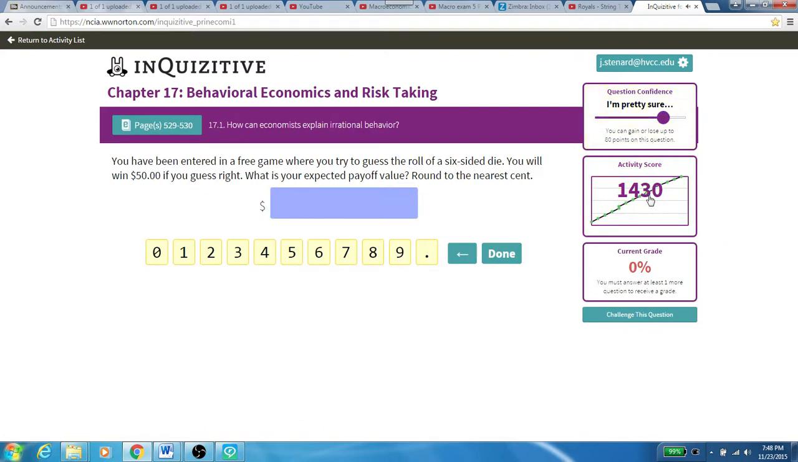And I think we just need a little bit more. And why don't we rack that baby up a little bit higher? You've been entered in a free game where you try to guess the roll of a 6-sided dice. Well, folks, you happen to have a 6-sided dice right here. All right, baby needs a new pair of shoes. If I guess right, I'll win $50. What's the value of that game?